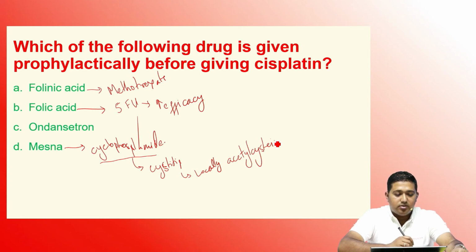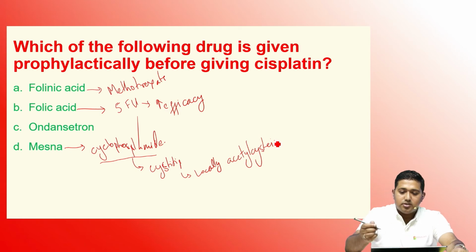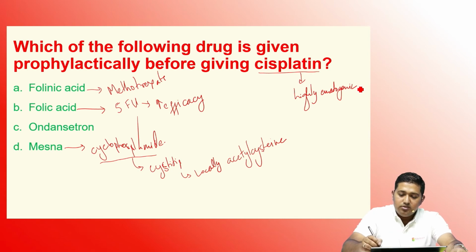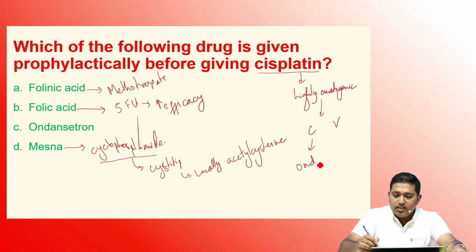Now the remaining option is ondansetron. Cisplatin, as you all know, is a highly emetogenic drug. So whenever you are giving a highly emetogenic drug, you always want to combine it with antiemetic drugs. Commonly, the drug of choice for chemotherapy-induced nausea and vomiting is ondansetron, as has been given in our question. In addition to that, you can also go for metoclopramide.